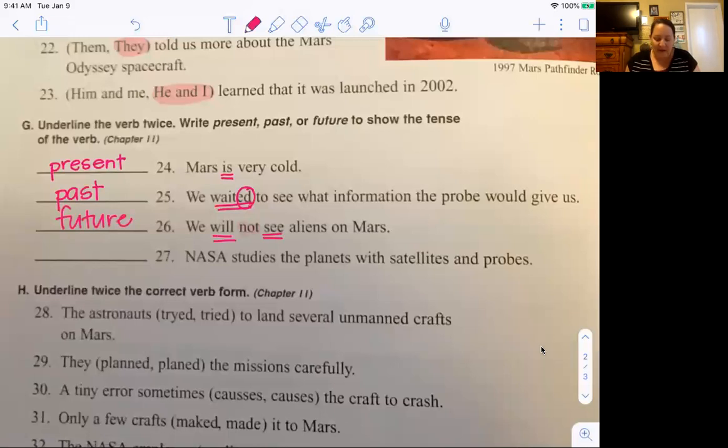And number 27, NASA studies the planets with satellites and probes. What's your verb? Studies. Is that present, past, or future? That's present. I like to say for present, today, for past, yesterday, and for future, tomorrow. And that's how you can tell which one they are when you're reading the verbs.